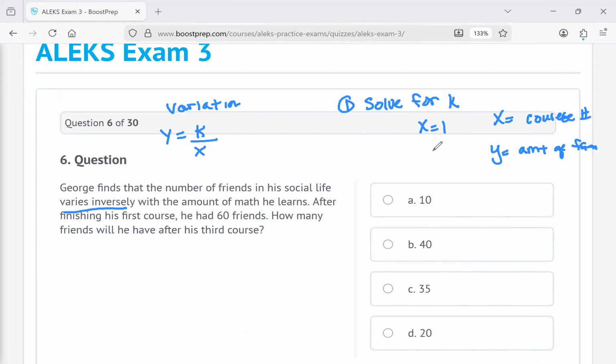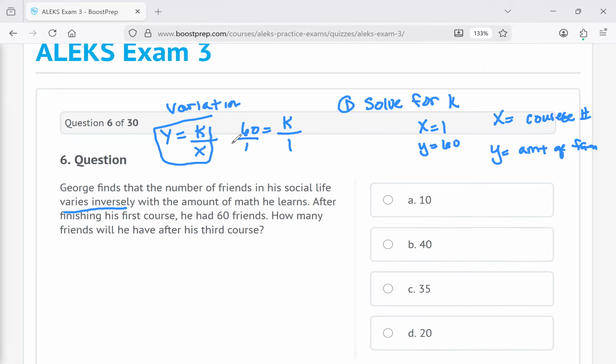He had 60 friends. So that's another clue: our y value, which is 60. So now we can figure out our k. I'm going to plug my y and my x into this equation. My y is 60, I don't know what my k is, that's what I want to find, and my x is 1.